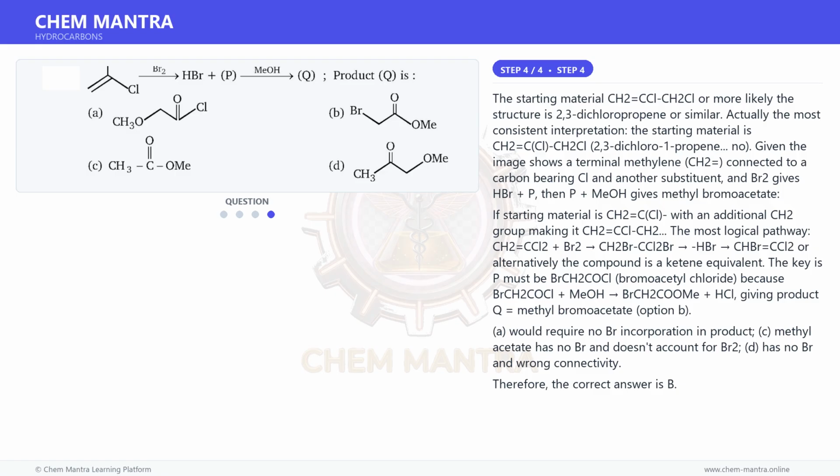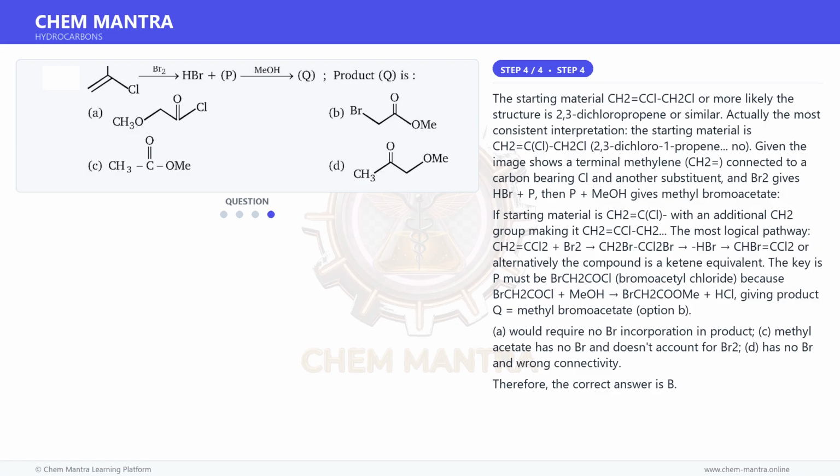then HBr elimination gives CHBr=CCl2, or alternatively the compound is a ketene equivalent. The key is P must be BrCH2COCl, bromoacetyl chloride, because BrCH2COCl plus MeOH gives BrCH2COMe plus HCl, giving product Q equal to methyl bromoacetate, option B.